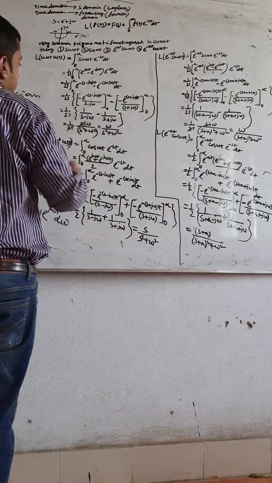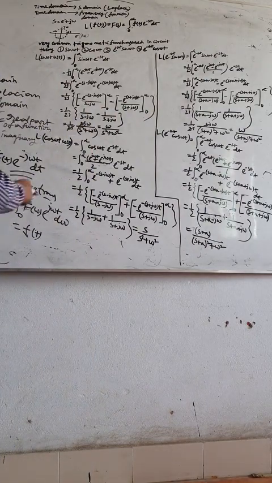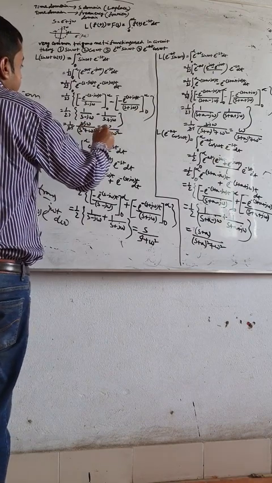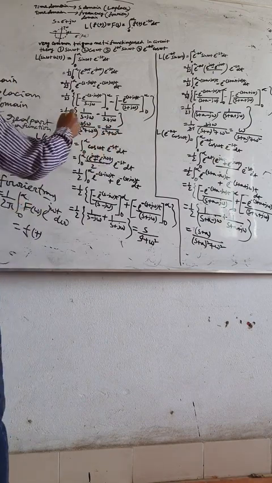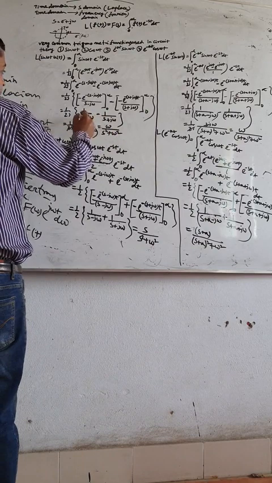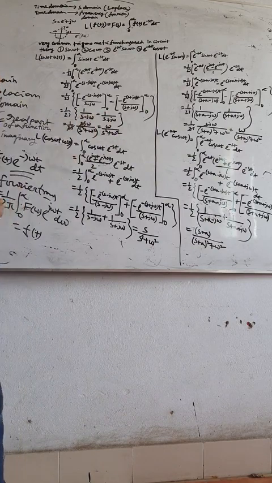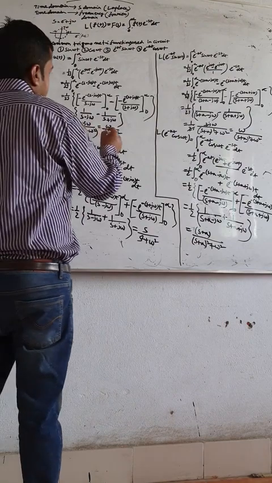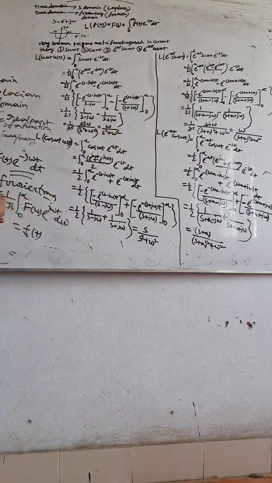Now perform the calculation. It will be omega by s square plus omega square. This is a plus b, a minus b, so the formula is a square minus b square. So your final result is omega by s square plus omega square.